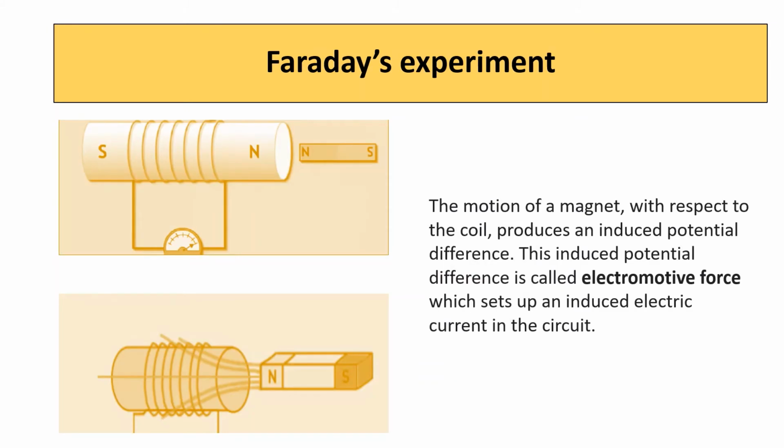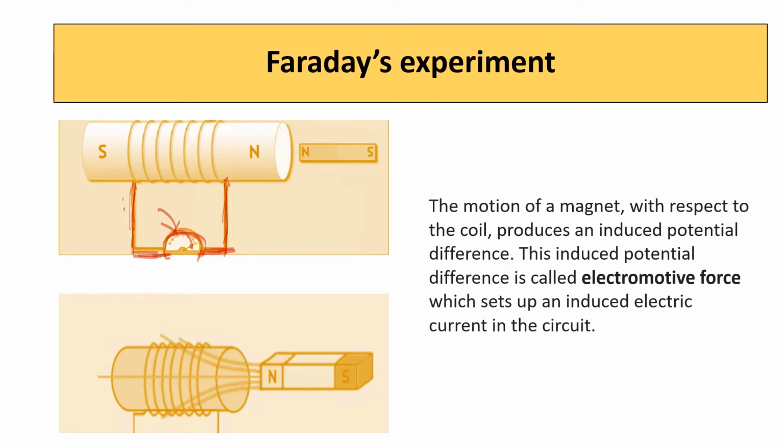Let us look into Faraday's experiment. Wind an insulated copper wire so as to form a coil in the form of a solenoid. We have learned about solenoid in part 4. Connect the two ends of the coil to a galvanometer. Please note that we are connecting the two ends of the coil to a galvanometer and not to a battery.